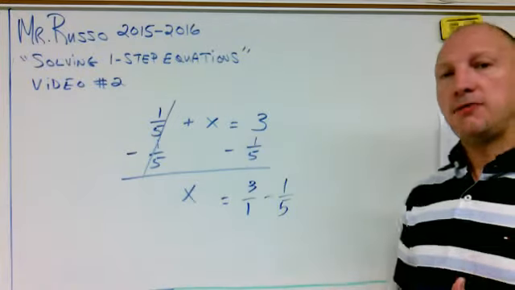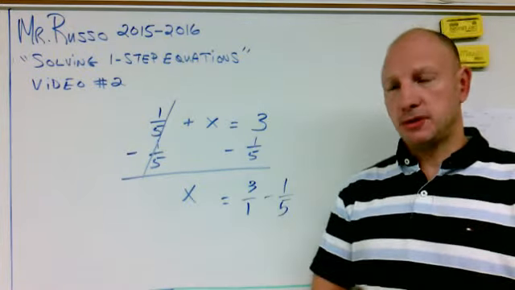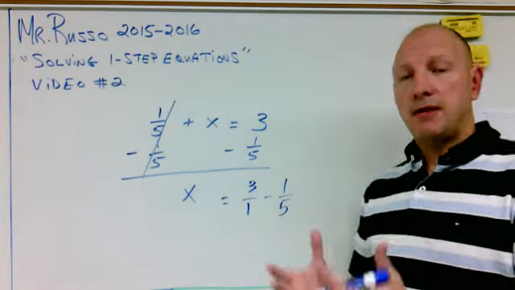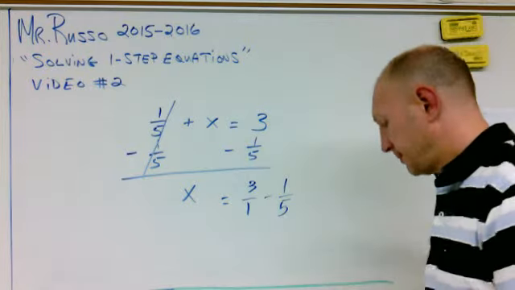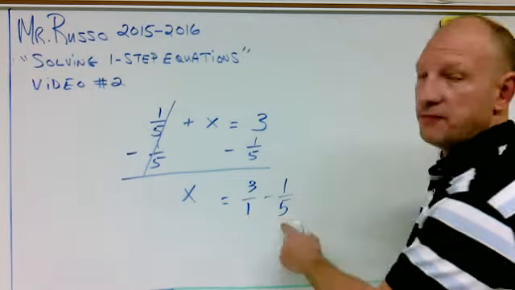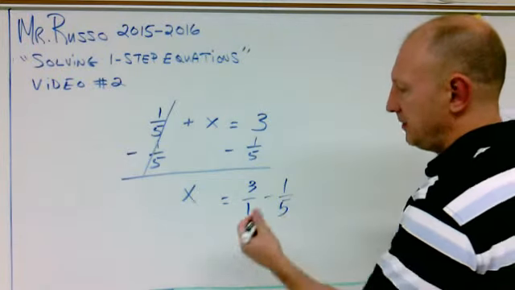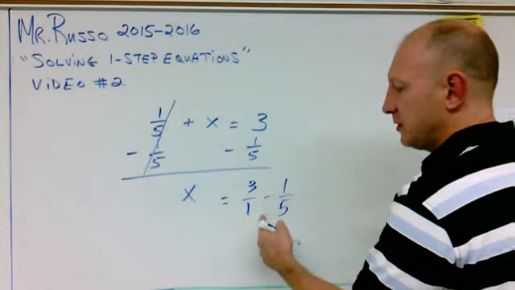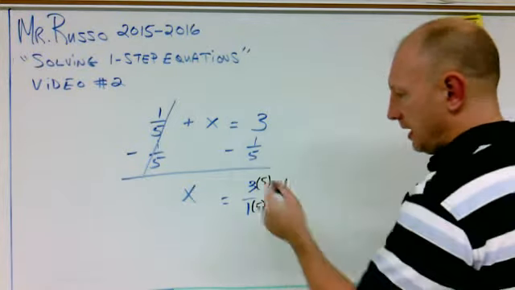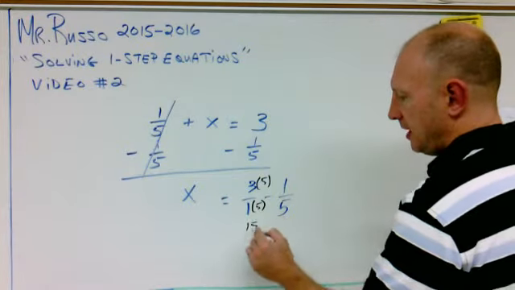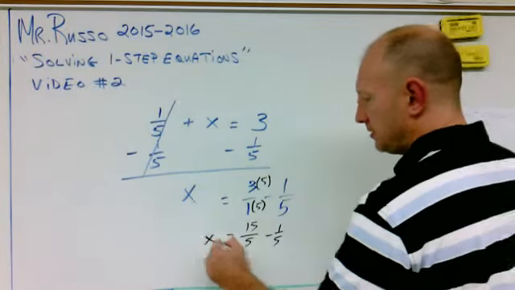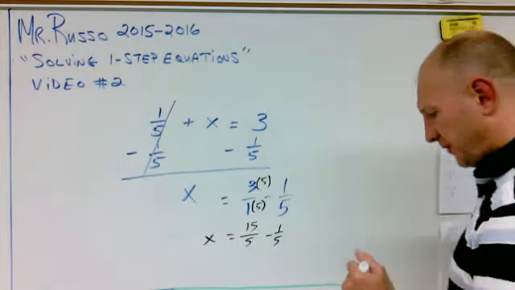And from here, if I'm decent with my fraction skills, I'm going to know that whenever I add or subtract fractions, I'm going to have a common denominator. Now, how do I get a common denominator? I try and look at my denominators, 1 and 5, and say, what do 1 and 5 both go into evenly, which is 5. So if I want to make this a 5, I have to multiply by 5, and whatever I do to the top, I have to do to the bottom, and vice versa. And then from here, 3 times 5 is 15, 1 times 5 is 5, minus the 1/5, and I still have equal to x.